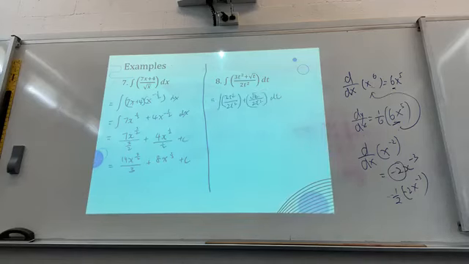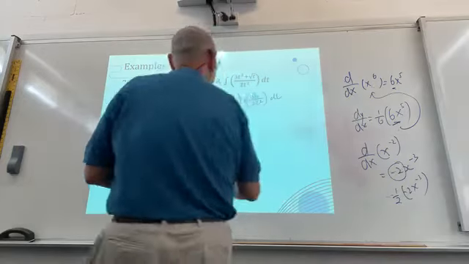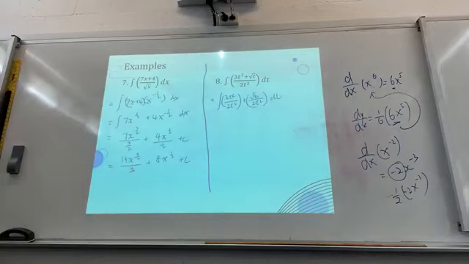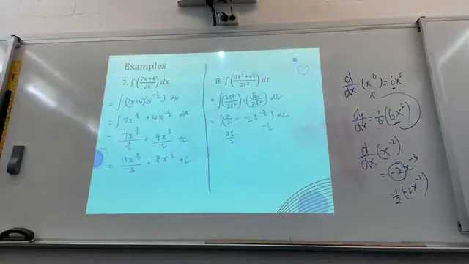You can do it this way, or if you like, you can take the half out. That's the same thing as well. It really doesn't matter. You can take the half out if you like, or just leave it like this. I rewrite this so that I can rewrite everything in the power rule, in index format. You convert to index, and therefore, I can integrate it.